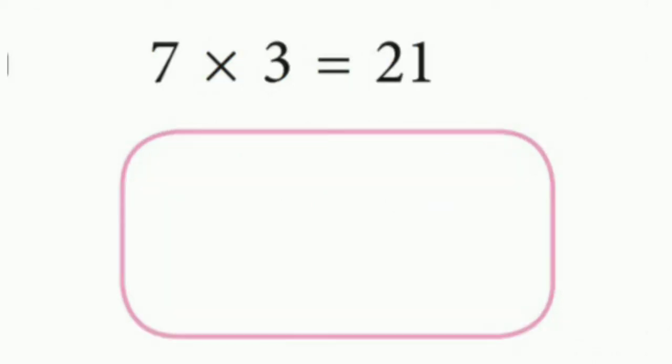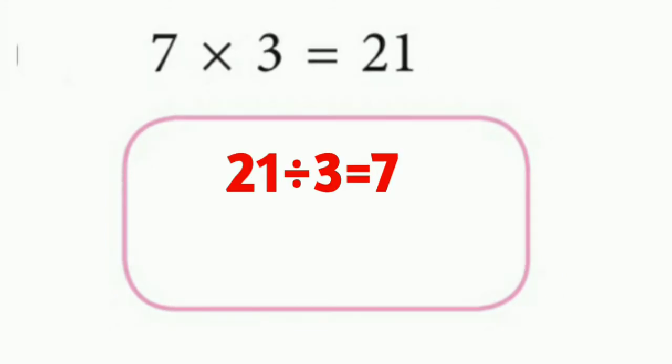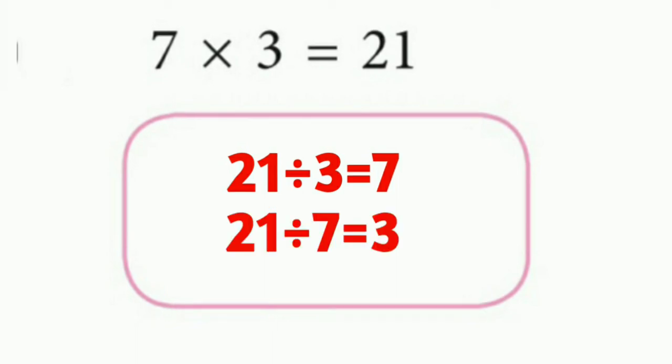Next example, we have 7 3s are 21. So here we will write 21 divided by 3 equals 7. For the second division fact, we will write 21 divided by 7. This time we will divide by 7, and it equals 3.